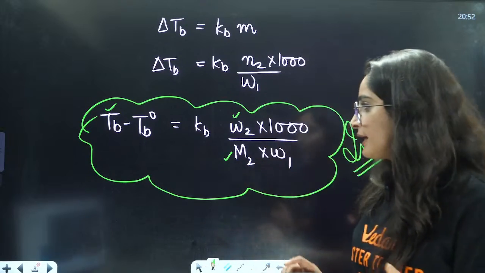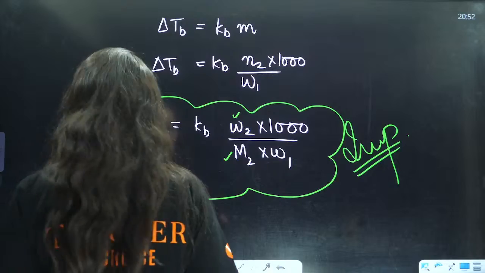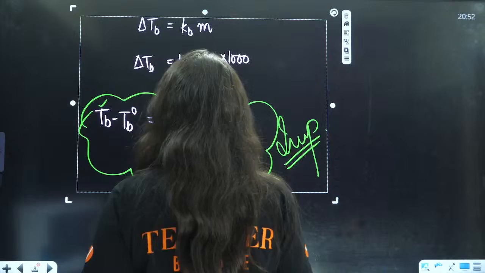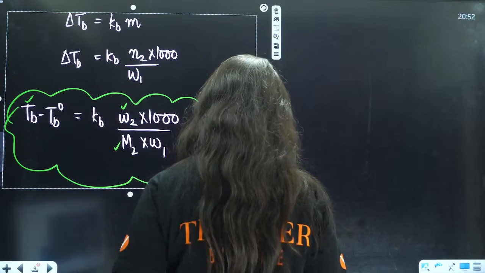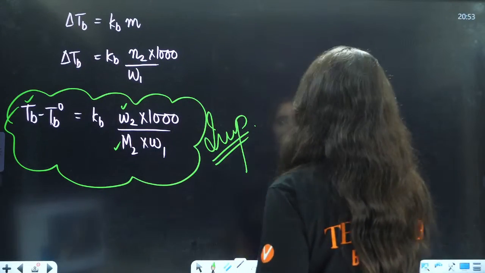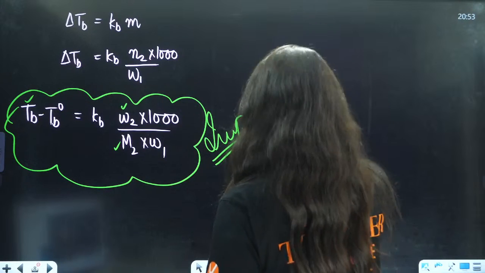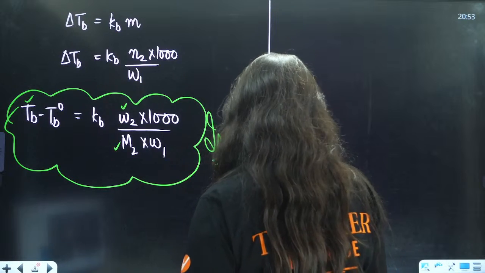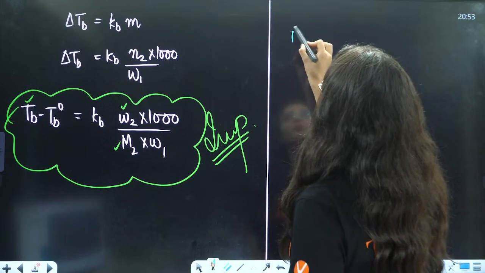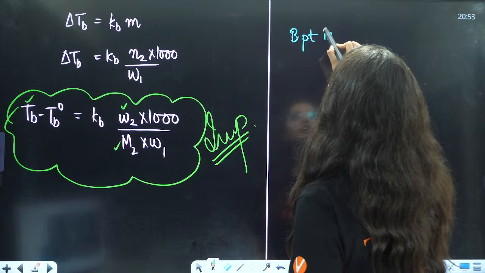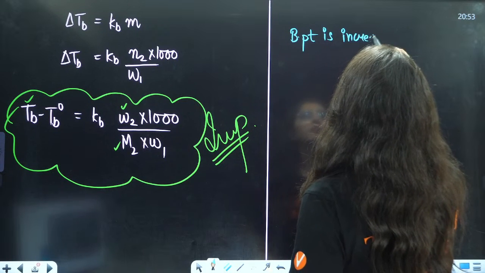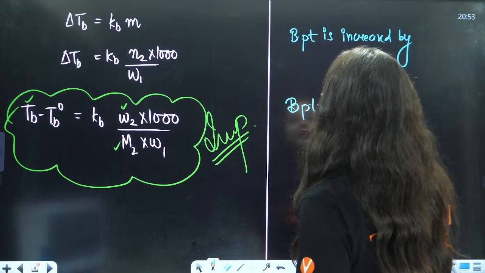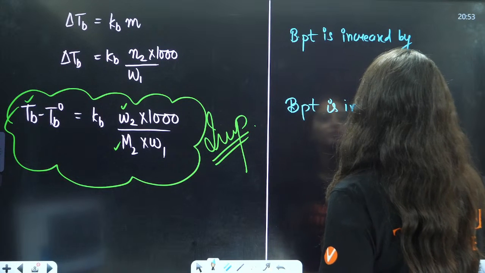Now tell me one thing. There are two terms. You have to tell me, that is basically English only, right? But let me see how good is your English. Okay. There are two terms. Let me write here. One is, boiling point is increased by. The other is, boiling point is increased to.